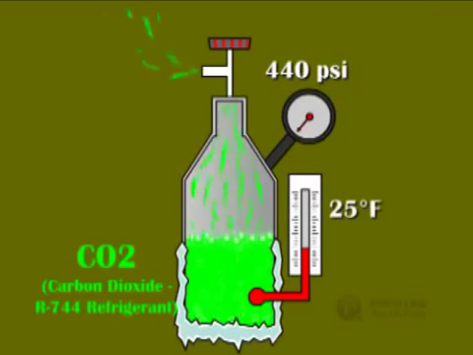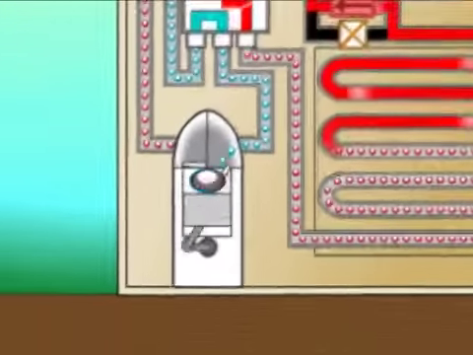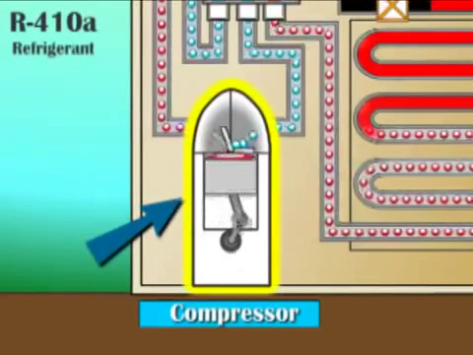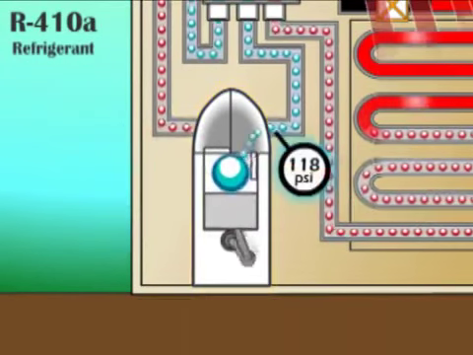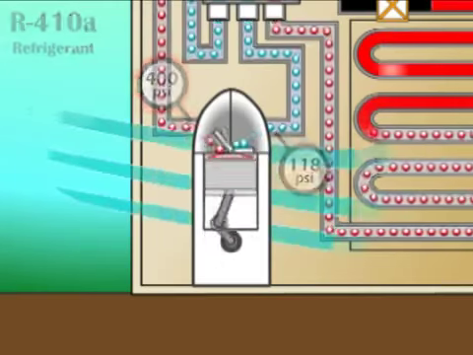Now, let's take a look at the operation of a common split-system air source heat pump. In the summer, the compressor, the heart of the heat pump, receives cool, low-pressure refrigerant vapor. It then pumps this vapor into the high-pressure side of the system.